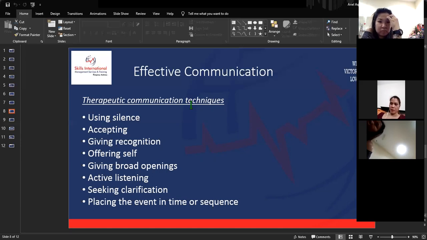We should always take that into consideration. Then accepting. Sometimes it's necessary to acknowledge what the patient says and affirms that they have been heard. So, with accepting, it's also like acknowledging. You acknowledge what the patient says, but not always accepting kasi baka mamaya mali na yung sinasabi mo. So, you acknowledge what they are saying, and that say that you understand, that you have noted it, and then that part, doon na papasok yung pag-explain natin kung mali man yung sinabi nila.